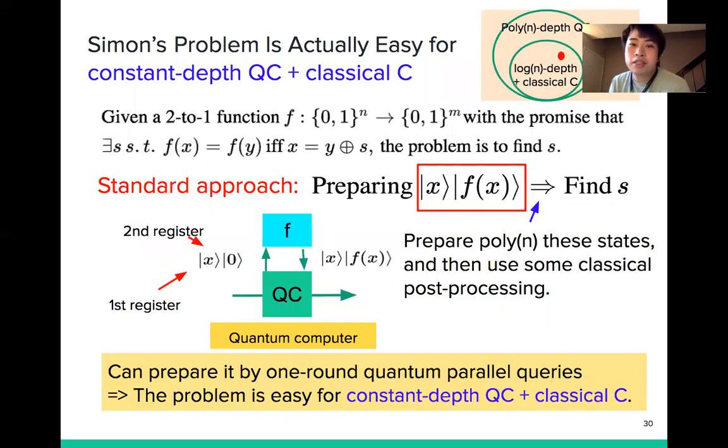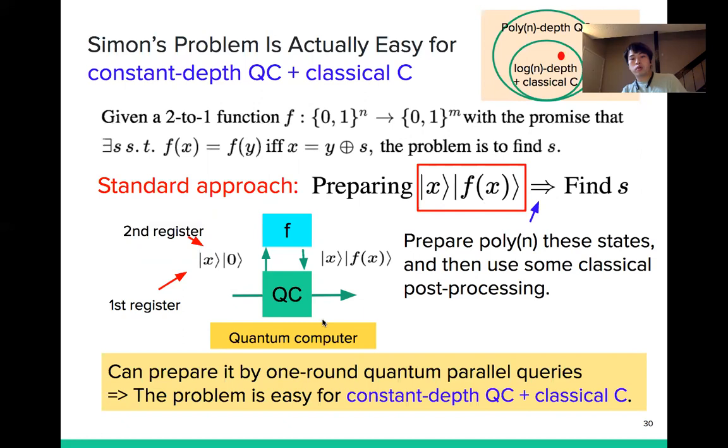However, Simon's problem is actually easy for a constant depth quantum computer plus classical computer. So here, Simon's problem is actually in the inner circle, not here. Because of the time limit, I cannot tell you Simon's algorithm, but I can tell you a very crucial point about that standard approach. That crucial point is that if you can prepare polynomially many of this state x, f(x), then by using some efficient classical post-processing, you can find s efficiently.